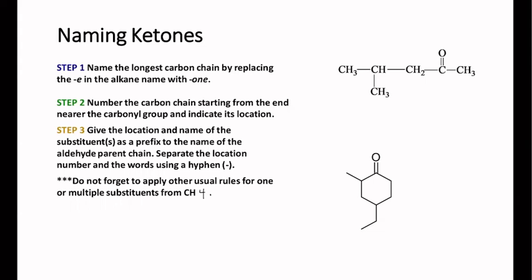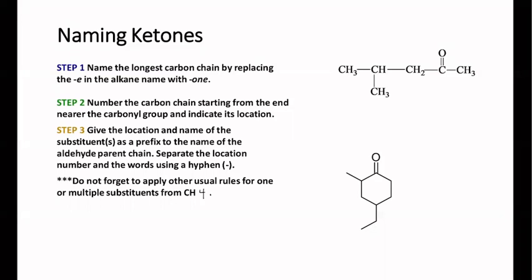Now, you can see that when it comes to the rules, you're going to name the longest carbon chain by replacing the E in the alkane name by the ending -one. This is one of the things that I really like about naming in organic chemistry. It's kind of like the functional group tells you what's the ending.